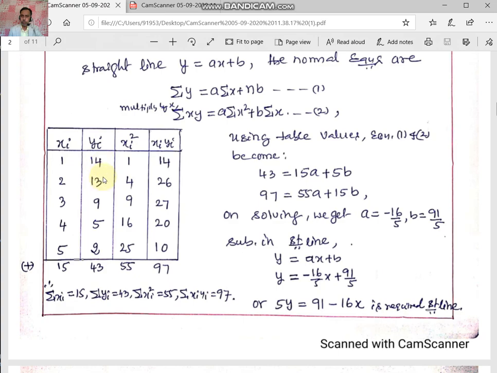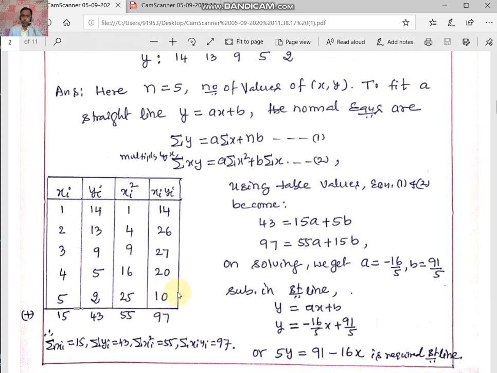Yi column 14, 13, 9, 5, 2. And we need the square of x values, that is xi square, and the product of xi and yi. So find all values of xi square and xi yi and then sum them up. Then sigma xi becomes 15, sigma yi 43, sigma xi square 55, sigma xi yi will be 97. Use these sums in the normal equations and then simplify.